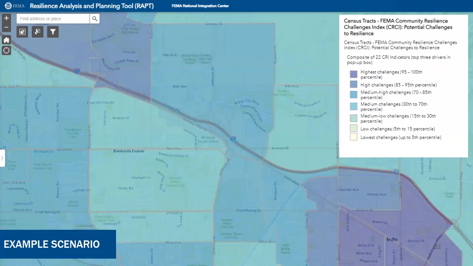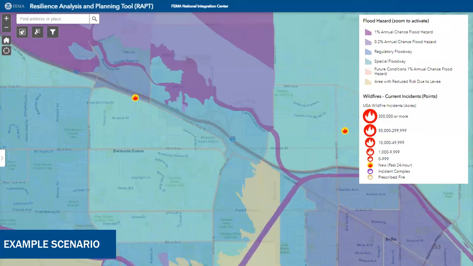Finally, using the CRCI, you can review the overall CRCI ranking by census tract, which aggregates all 22 variables. The map shows that our example census tract has medium-high challenges to resiliency. Next slide. You can also take a look at how the CRCI ranking and all 22 variables individually interact with the identified hazard areas. This shows that the census tract has areas within the SFHA and is adjacent to recent wildfire incidents. This data should be fact-checked as part of the planning process through engagement, through conversations, but should be used as sort of a first layer screen.